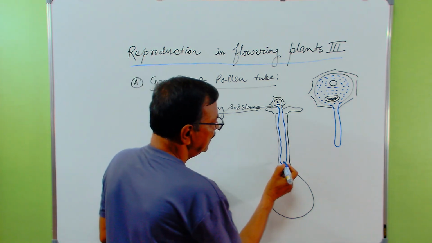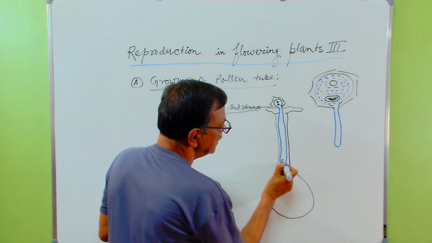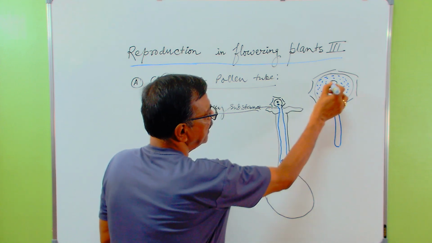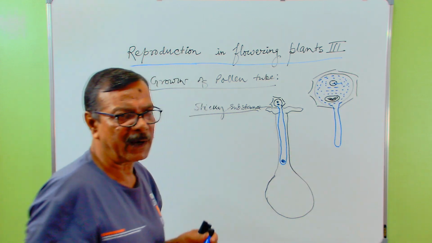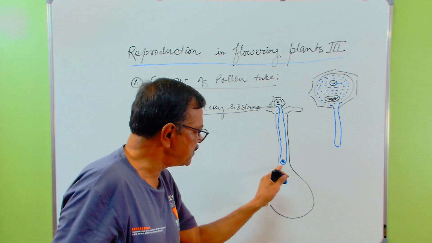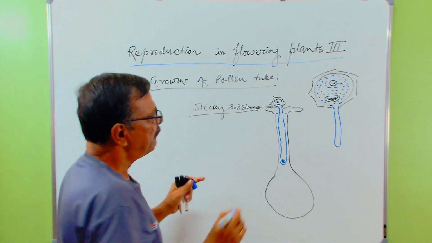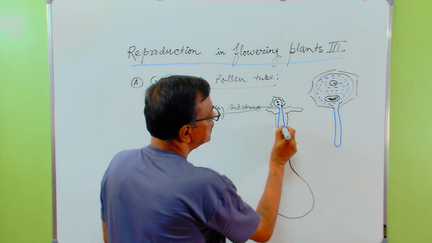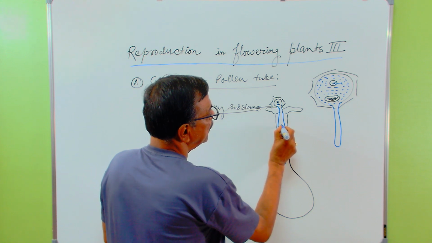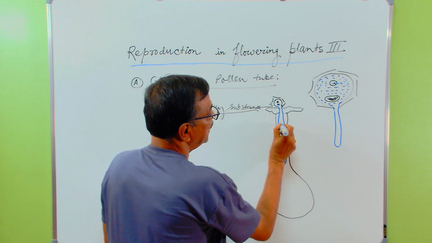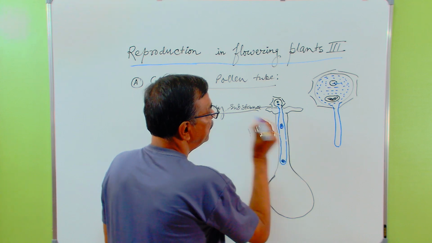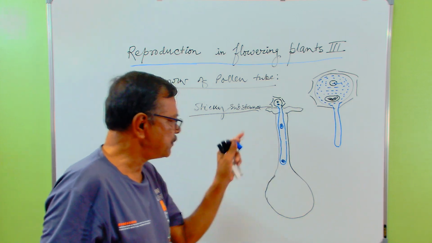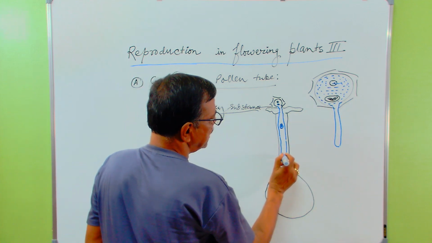Here, the vegetative nucleus comes first. This is called vegetative nucleus, the bigger one. The vegetative nucleus comes at the tip, followed by the male gamete. Suppose this is male gamete, not gamete, male nucleus, not yet gamete, followed by male nucleus. At this two-cell stage, it falls and grows, and these entire cytoplasms are here.